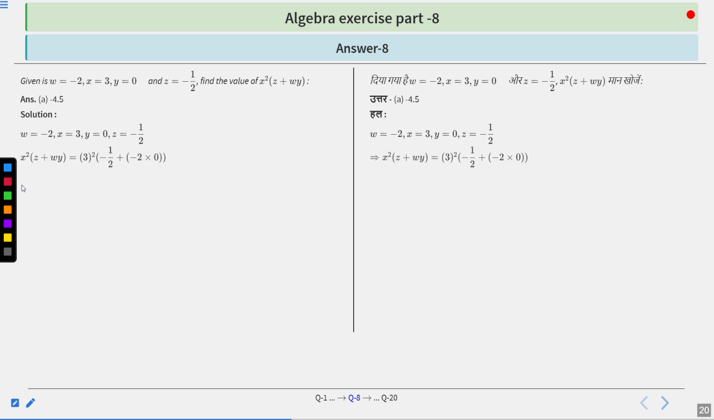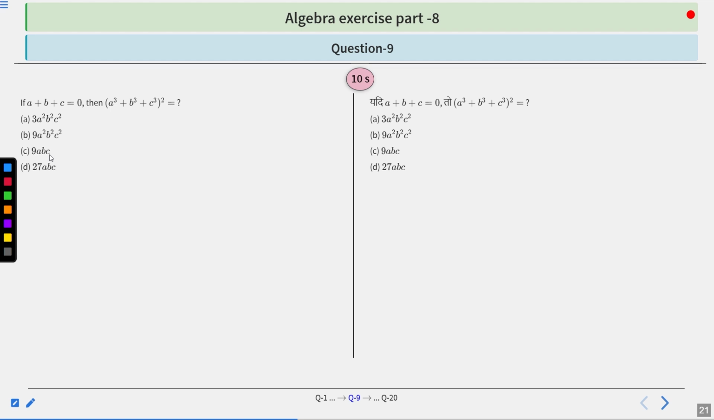And we have to find x square into z plus wy. So putting the values of x, y, z, and w, we get 3 square into minus 1 upon 2 plus minus 2 into 0. So 3 square is 9, and minus 2 into 0 is 0. So 9 into minus 1 upon 2 is equal to minus 9 upon 2. Minus 9 upon 2 is minus 4.5, the required answer. So option number A is correct.